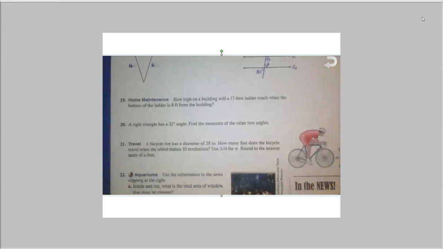Okay, this is a word problem, but it's related to the one we did. So it says, how high on a building will a 17-foot ladder reach when the bottom of the ladder is 8 feet from the building? Okay, so we might need to illustrate what this problem is talking about.